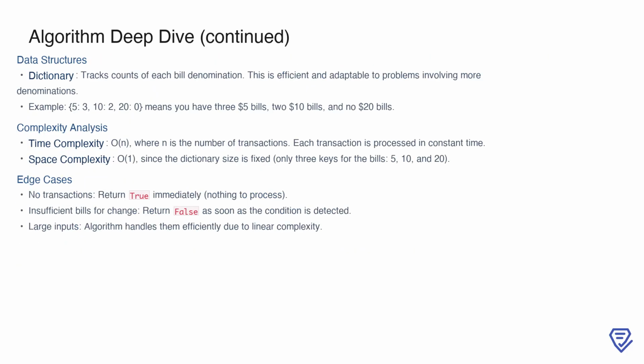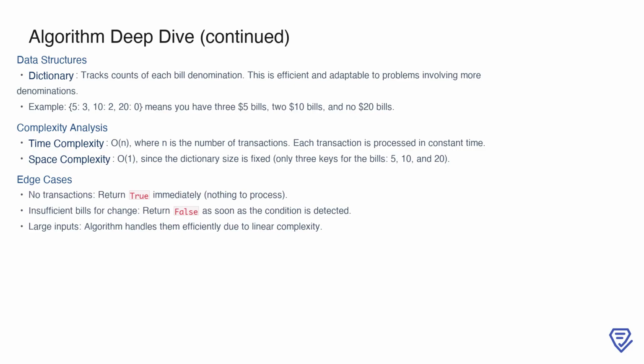The dictionary is the core data structure in this algorithm. It tracks the count of each bill denomination, such as $5, $10, and $20. For example, a dictionary like {5: 3, 10: 2, 20: 0} means you have 3 $5 bills, 2 $10 bills, and no $20 bills available. This structure is efficient for updating and querying because it operates in constant time.